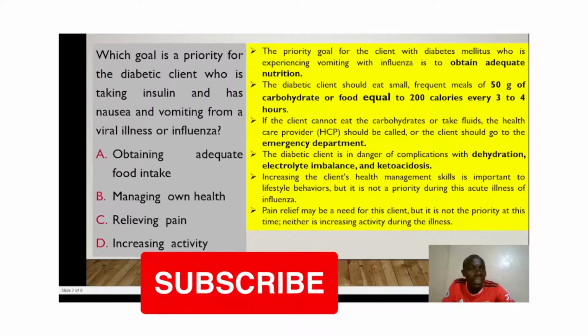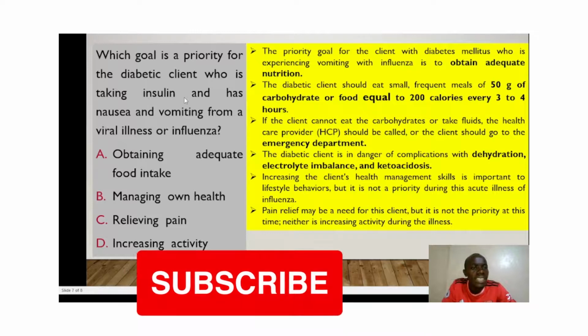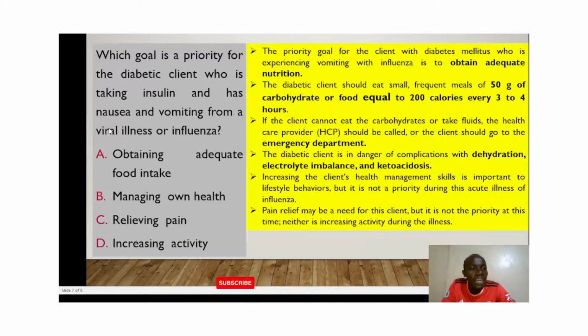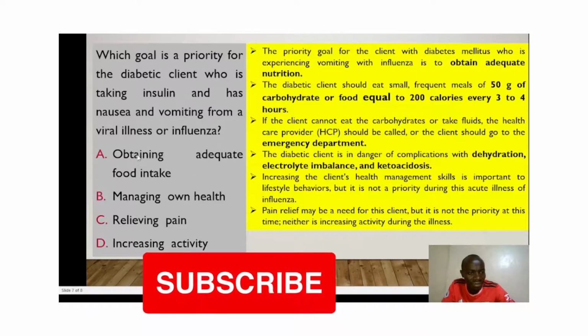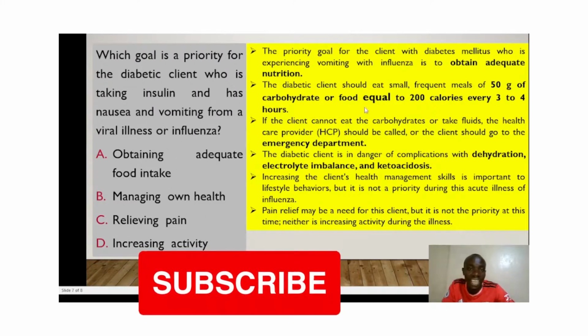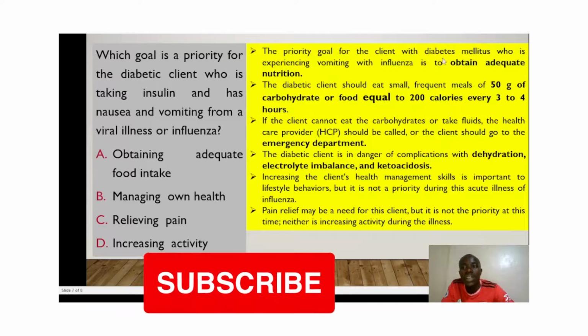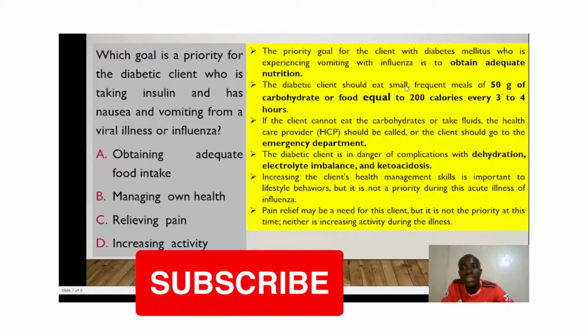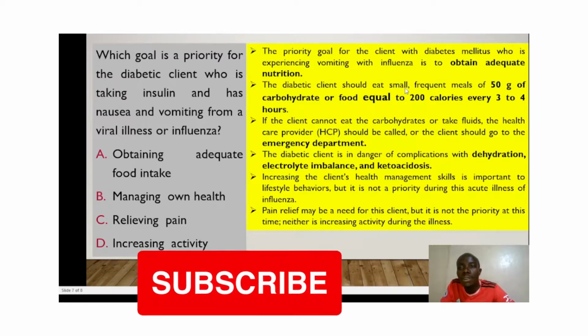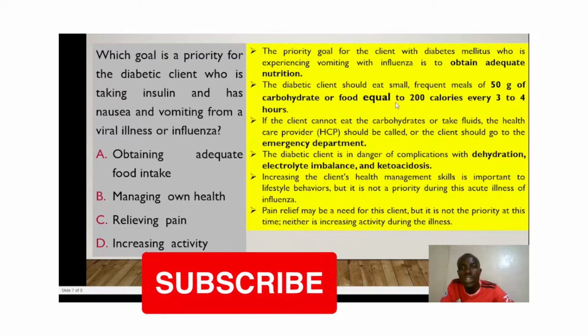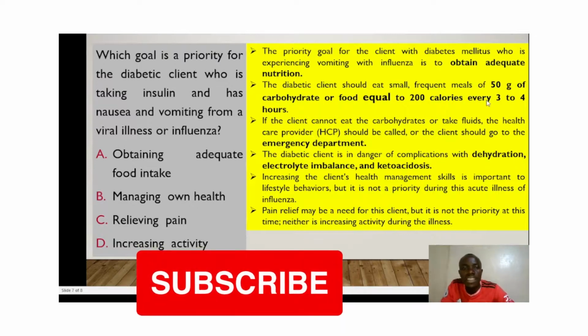Okay, great. What goal is the priority for a diabetic patient who is taking insulin and has nausea and vomiting from a viral illness or influenza? Obtaining adequate food intake. Okay, the priority for a diabetic patient who is experiencing vomiting with influenza is to obtain adequate nutrition. So the diabetic patient should eat small but frequent meals of around 50 grams of carbohydrate or equal food to 200 calories every 3 to 4 hours.